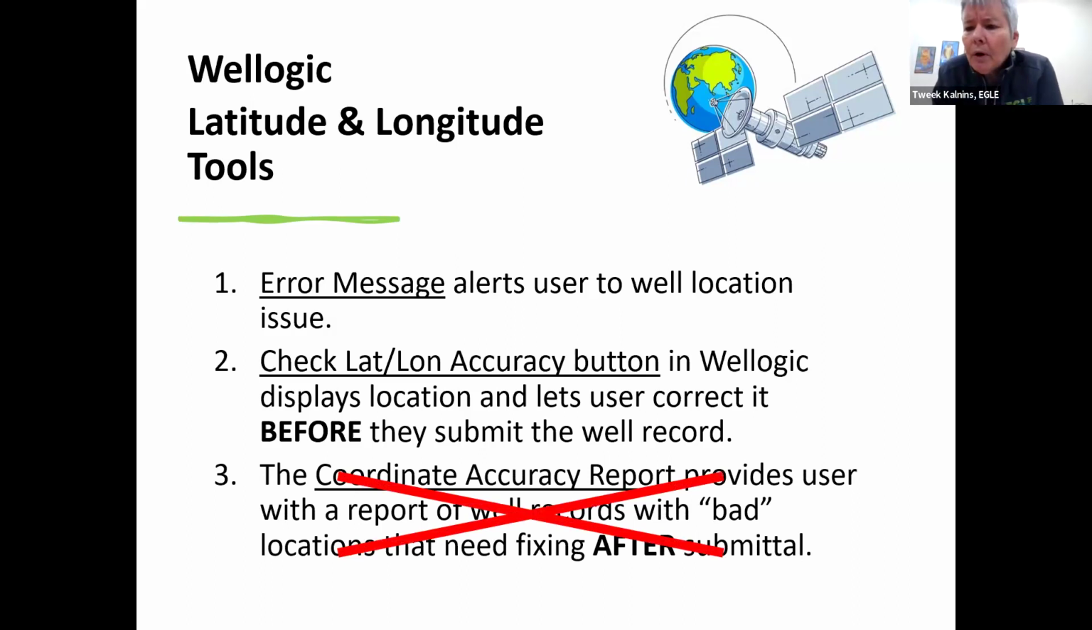We had a report, the coordinate accuracy report, that users could run after the fact and say, I want to look at the list of well records in my county where the lat long does not match the county, township, town range section. Well, that report broke. So we don't have that anymore. However, on our end, we can run queries on accuracies and get that out to local health departments if they want to see if there are any wells in their county that aren't in an accurate location.